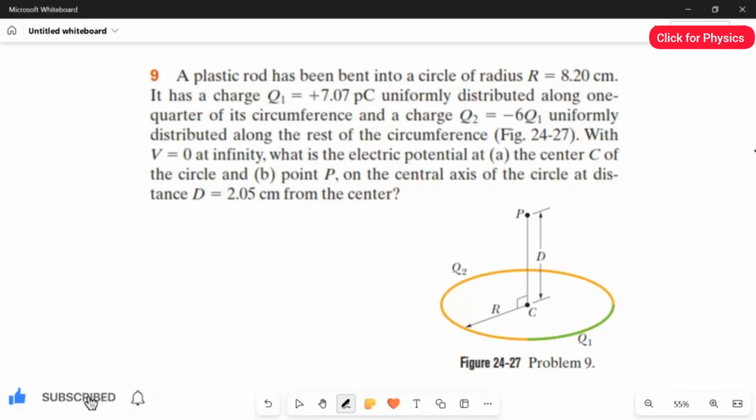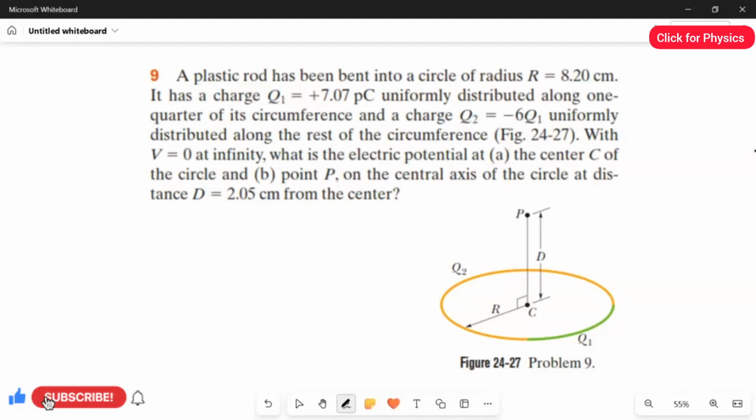Now what we have to do, based on this charge q1 and q2, we have to find what should be the electric potential at point C. That is our first question. And in the second question, we have to consider the same charges q1 and q2, but in the second part, we are going to find what should be the potential at point P. That means from the center to a point, we have the distance value, which is 2.05 centimeter.